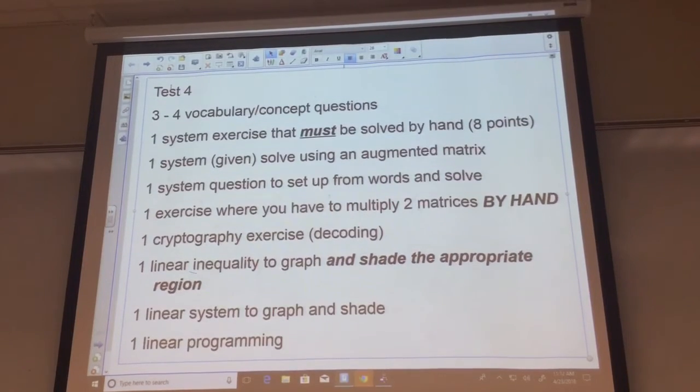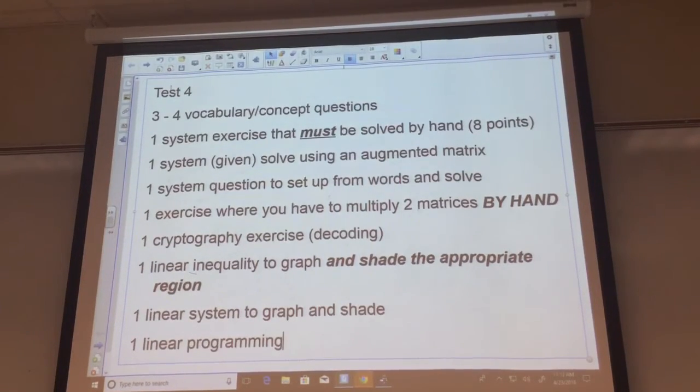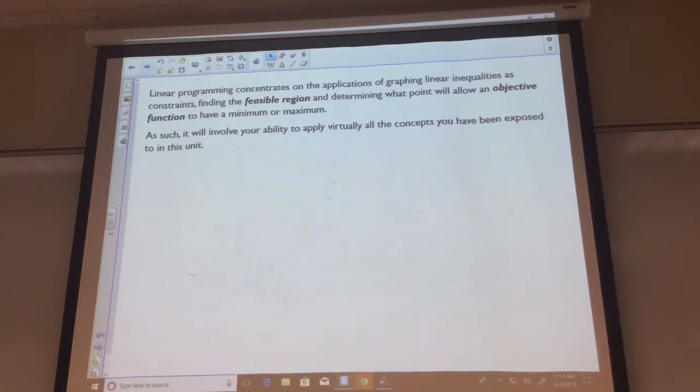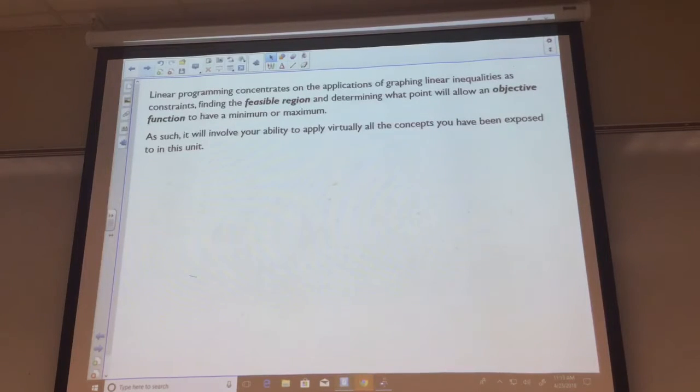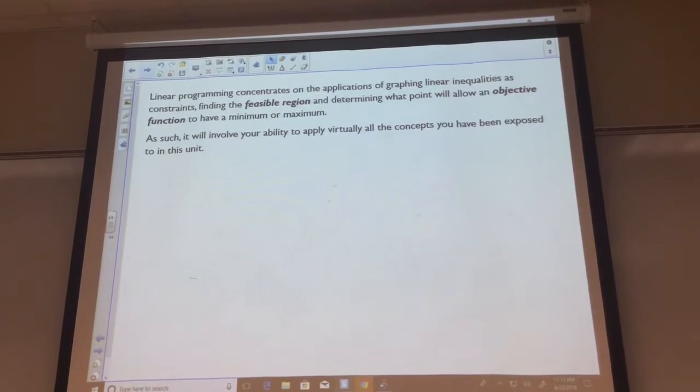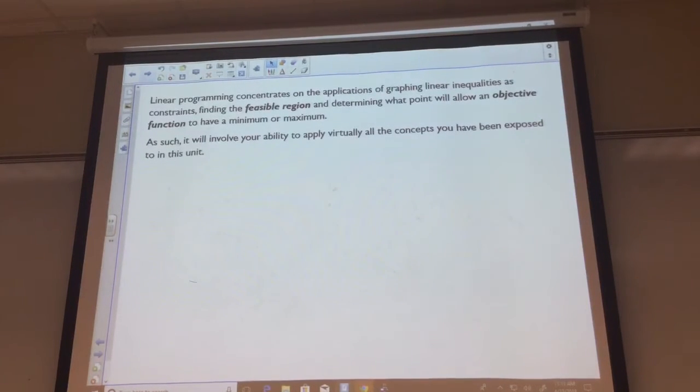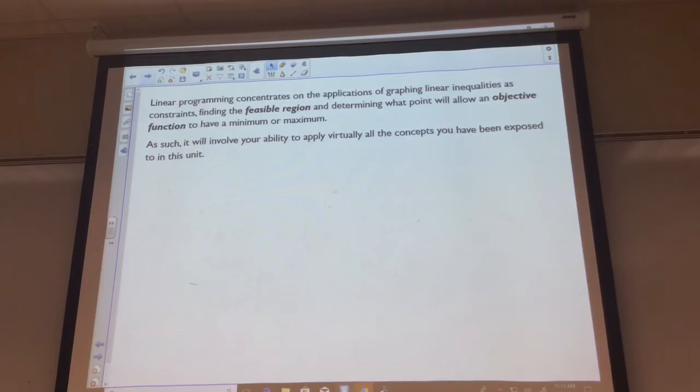So let's look at what we have to deal with. Let's give it an idea of our concept problem in here. Linear programming concentrates on the applications of graphing linear inequality. So it's going to touch here as constraints or restrictions, finding the feasible region, which involves linear systems and graphing and the shading section of the problem, determining a point that will allow an objective function to have a minimum or a maximum.